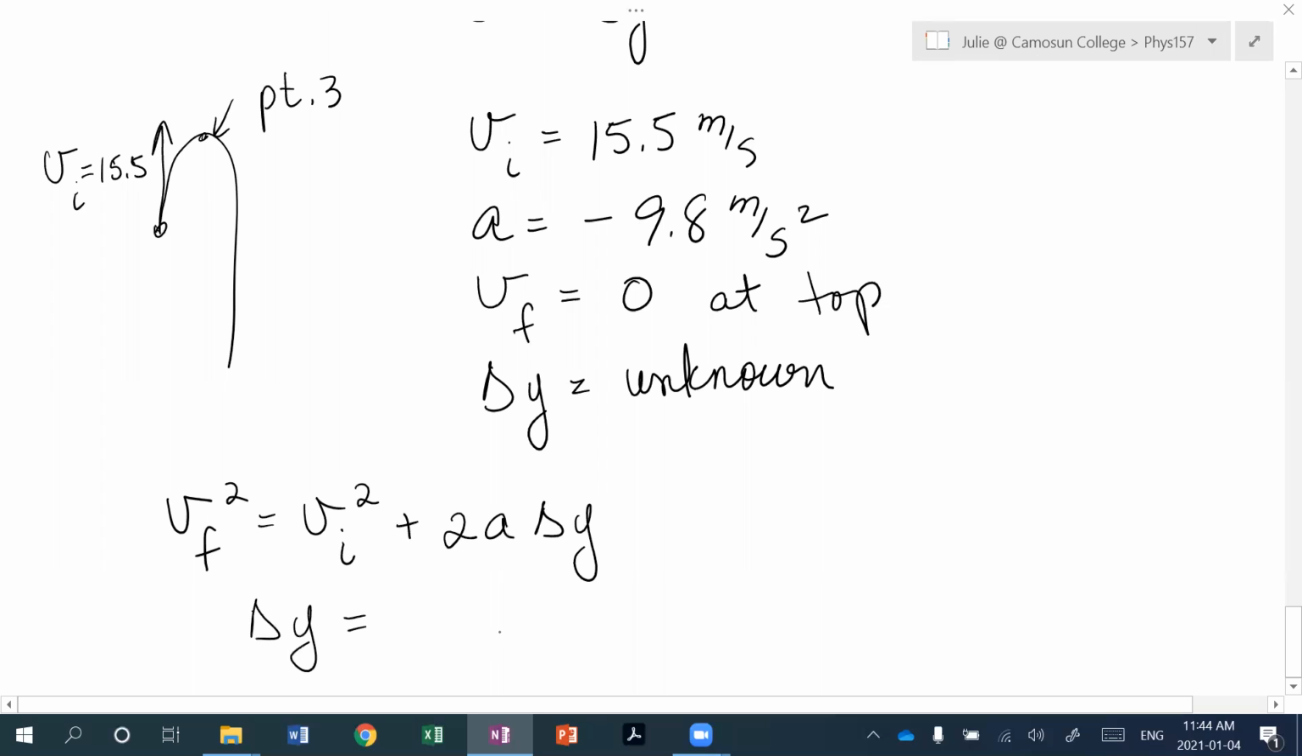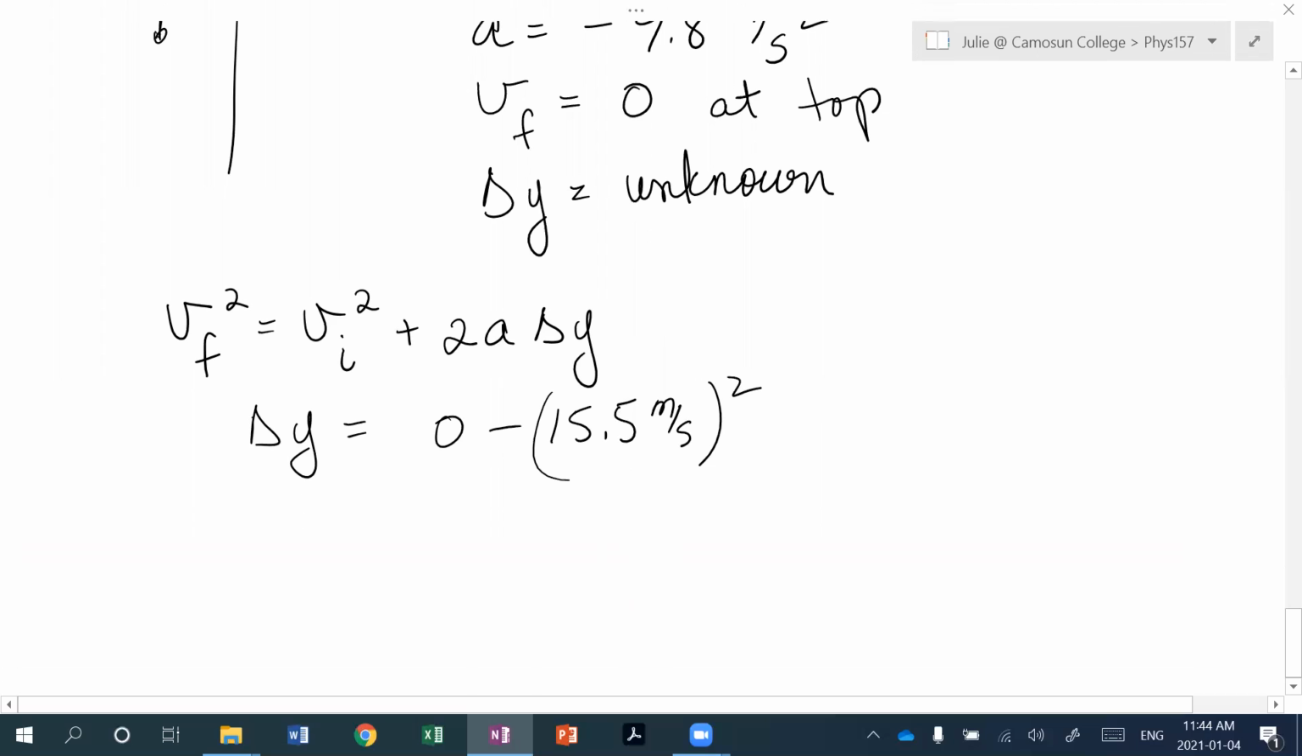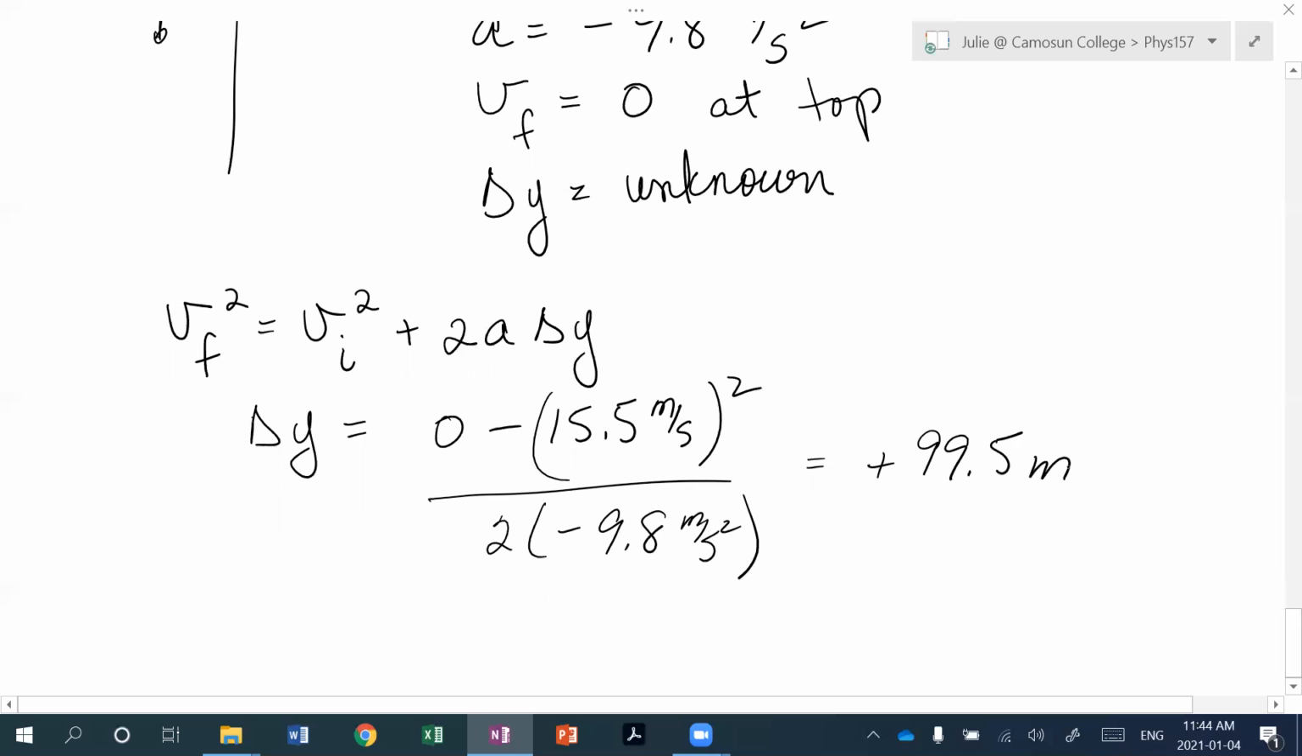So delta y would be 0 minus 15.5 all squared. The minus stays out front there, divided by 2 times negative 9.8. And so we have a positive number for going up. And this turns out to be 99.5. Wow, it really goes up high. Oh, that's wrong. It's 12.26. Yeah, that seems crazy. That's 12.26 meters. Okay, so those are the questions that are going to help with your next assignment.